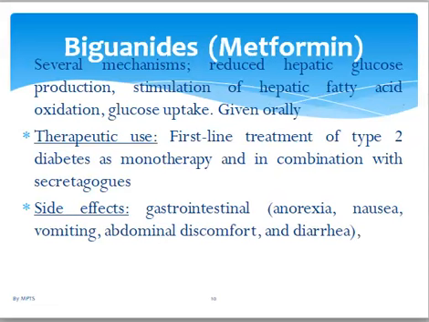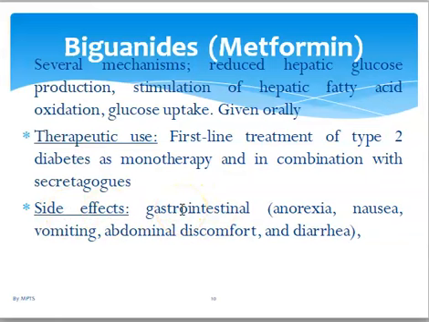Let's look at the biguanides or the metformin. Now, this one has several mechanisms of action: reduced hepatic glucose production and stimulation of hepatic fatty acid oxidation. It also increases glucose uptake. Sometimes they say it increases insulin sensitivity. Yes, maybe because the mechanisms of action are many. It is given orally, and it is the first line treatment of type 2 DM as monotherapy or in combination with secretagogues. Now, the side effects include GIT distress.